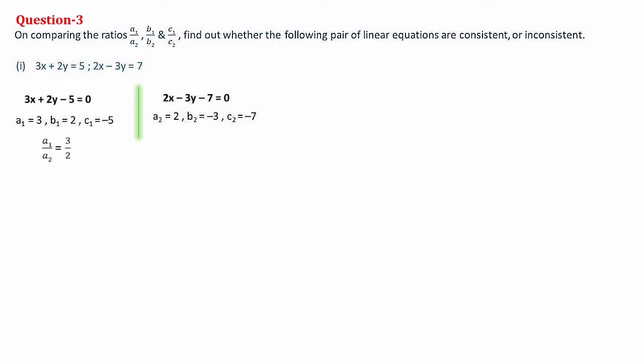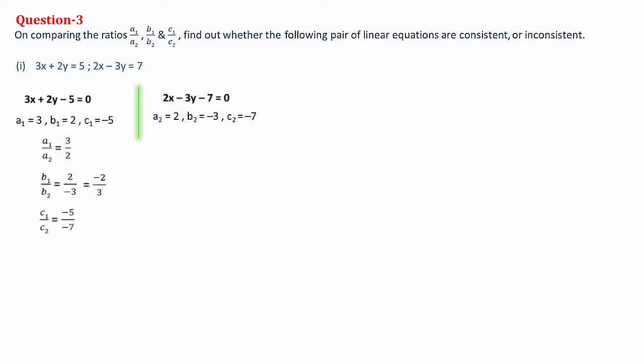Then let's go for a1 by a2. a1 by a2 means here a1 is 3, a2 is 2. So 3 by 2, nothing can be cancelled. b1 by b2, if you check, b1 is here 2, b2 is minus 3. So 2 divided by minus 3. Since the minus sign is in the denominator, if you want, you can bring it to the numerator. Then it will be in the standard form. If you keep it like this also, not a problem. So here I am writing it in the standard form, that is minus 2 by 3. So here itself it is quite clear, a1 by a2 and b1 by b2 are not equal.